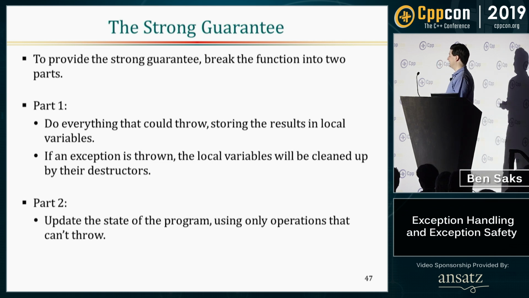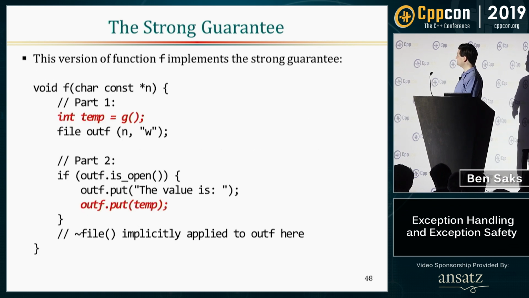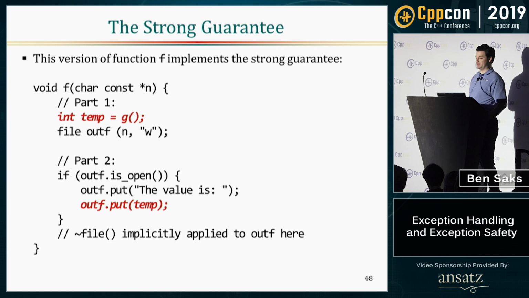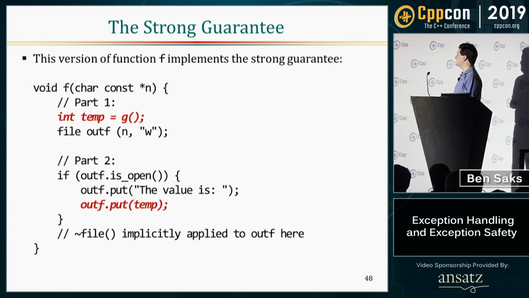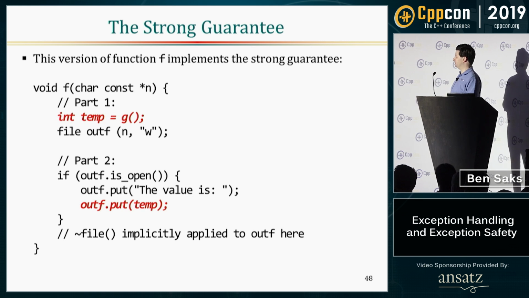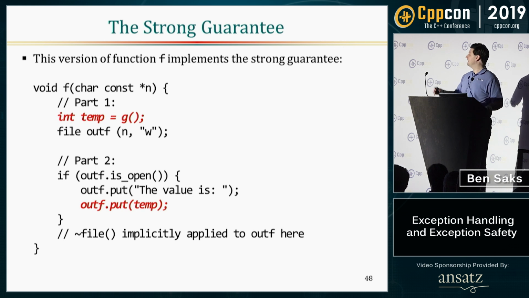Now we'll talk a little bit about how we can be sure that things won't throw in just a bit. Here's a version of F that implements the strong guarantee. So instead of waiting until we're ready to write out the value that we get from G, we call G up front and take the value and store it in a local variable.